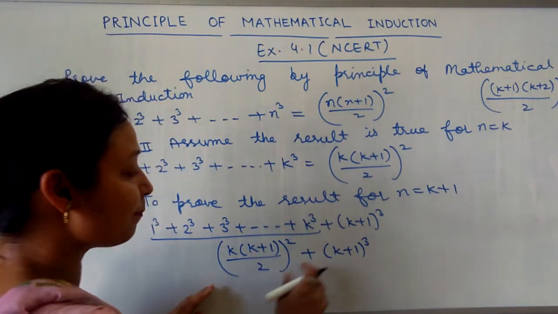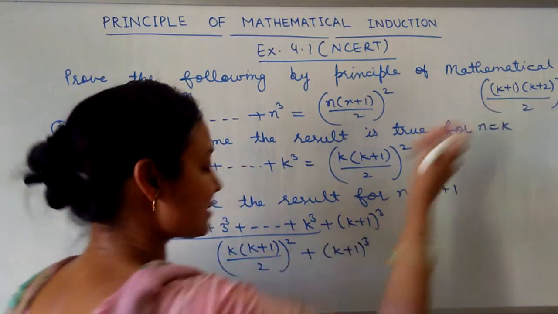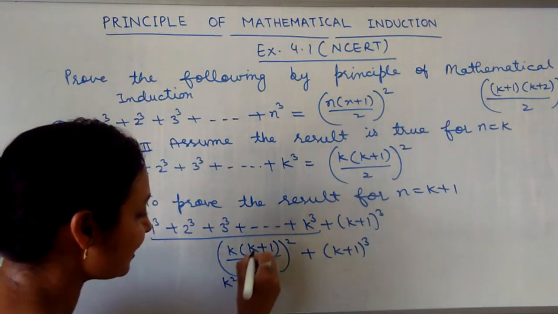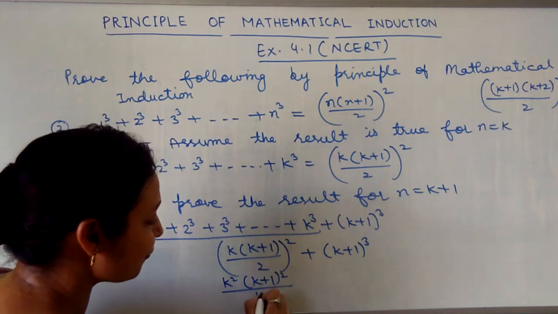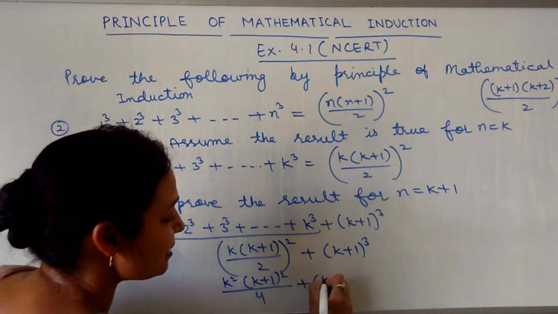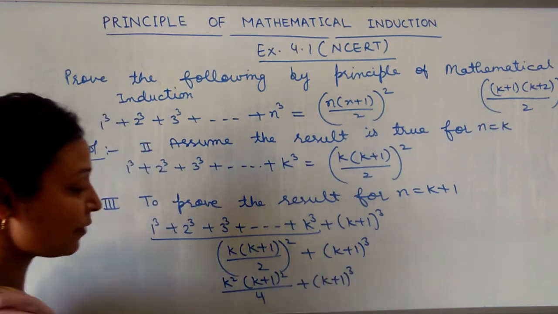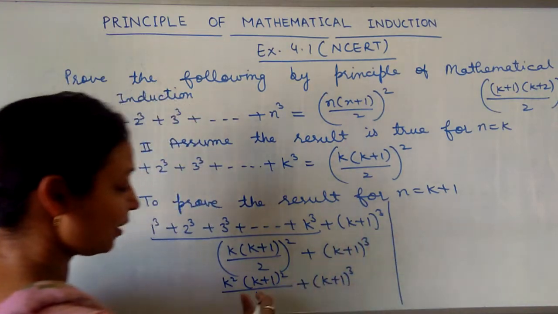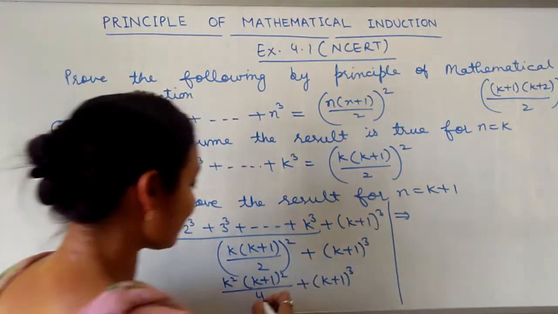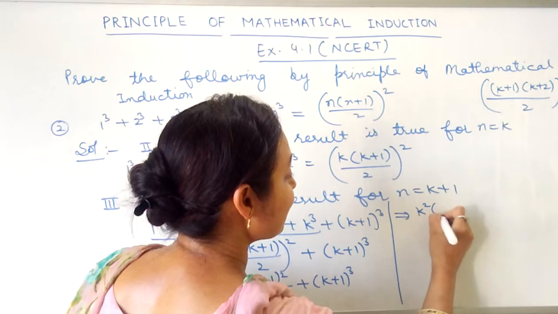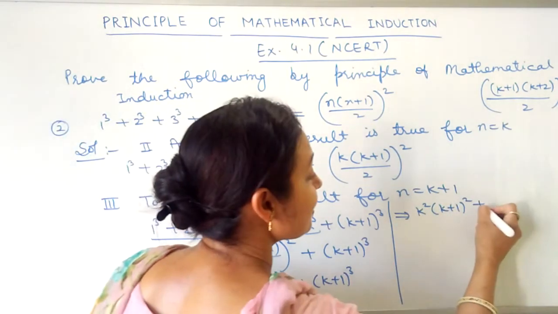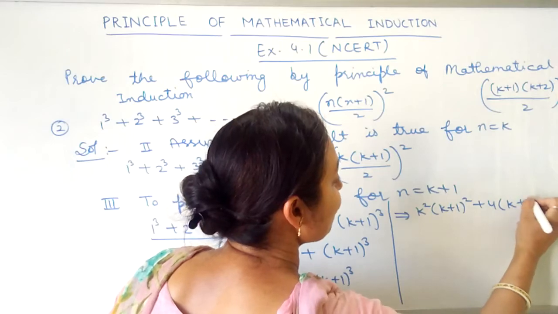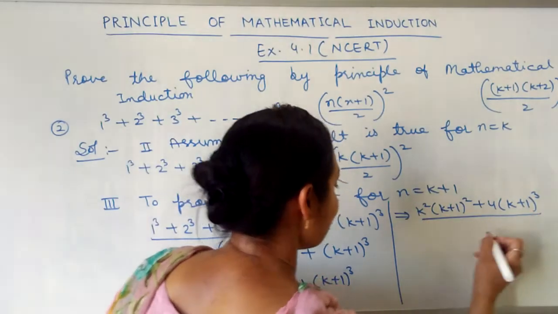Okay, so I will simplify it and recheck this result. That is k square, k plus 1 whole square divided by 4, plus k plus 1 whole cube. I will take the LCM. When you take the LCM, it will equal k square, k plus 1 whole square plus 4 times k plus 1 whole cube, divided by 4.